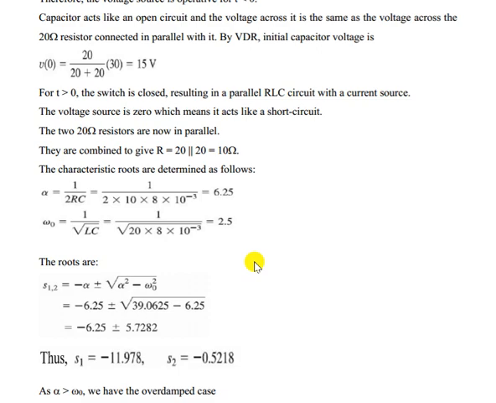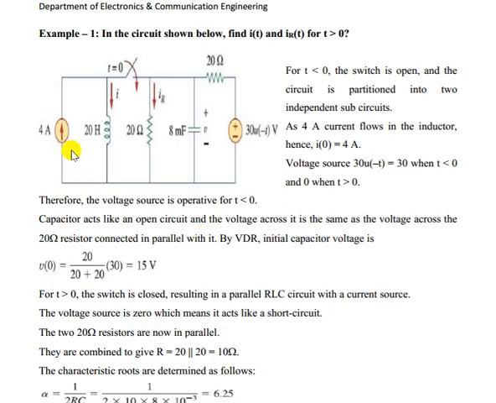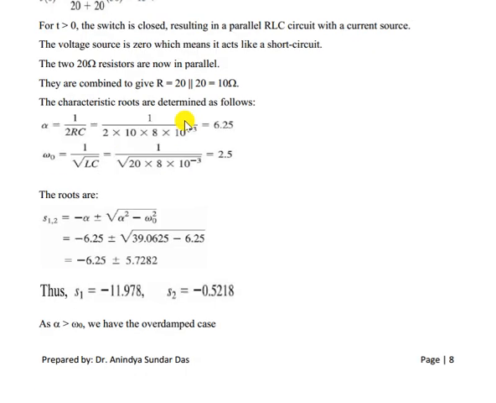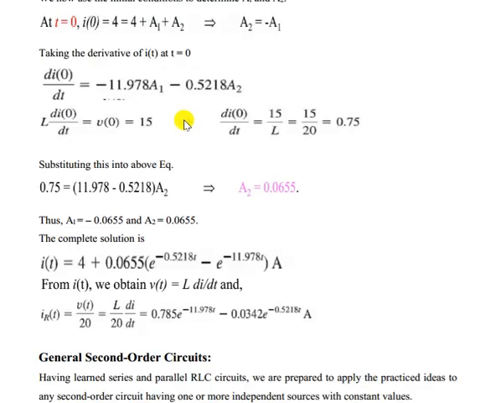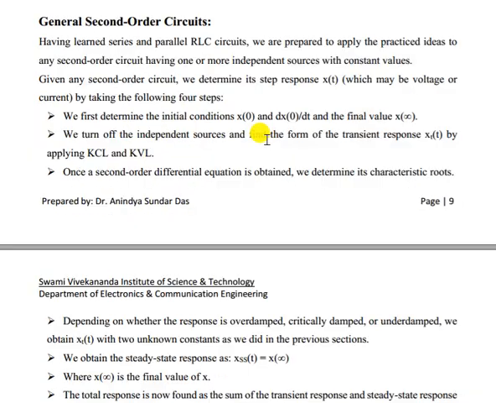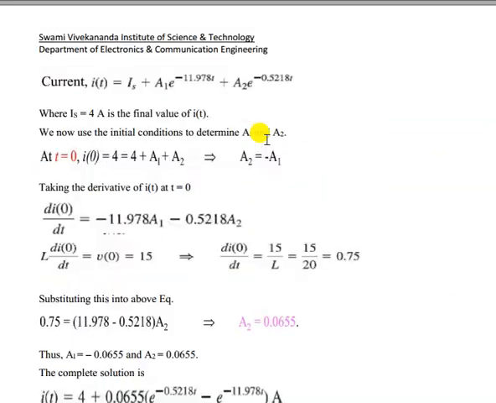That means if we know this current i, we can find this voltage. This is nothing but the voltage across R. Then you can find i_R also. So this is the way we have to solve.